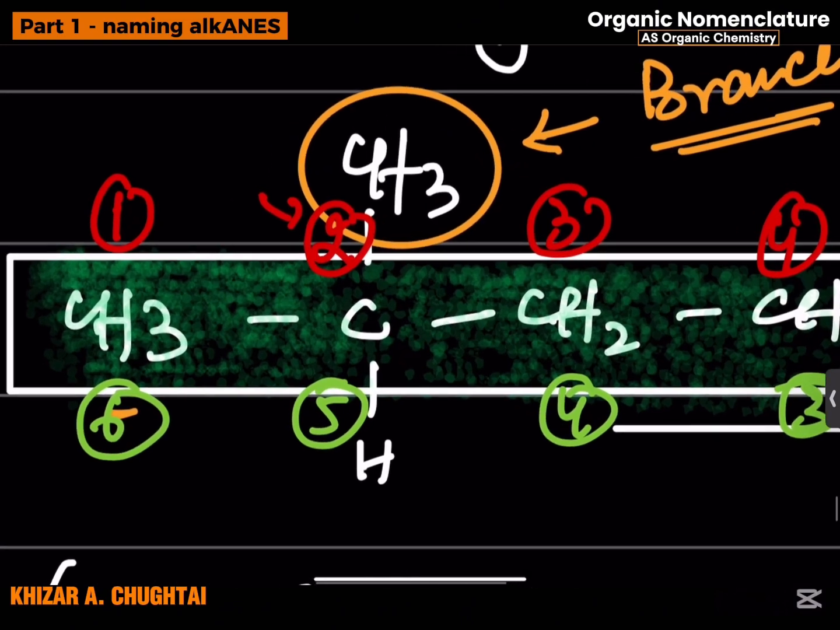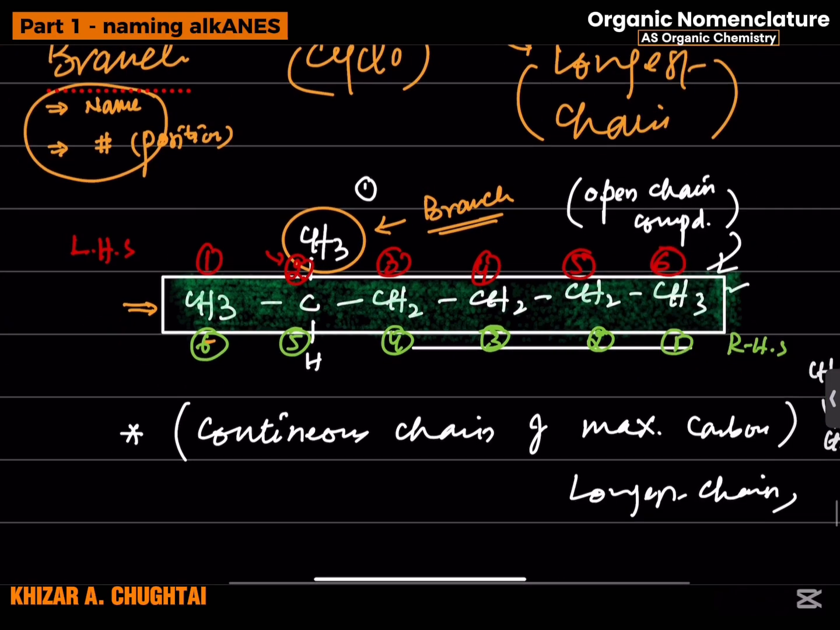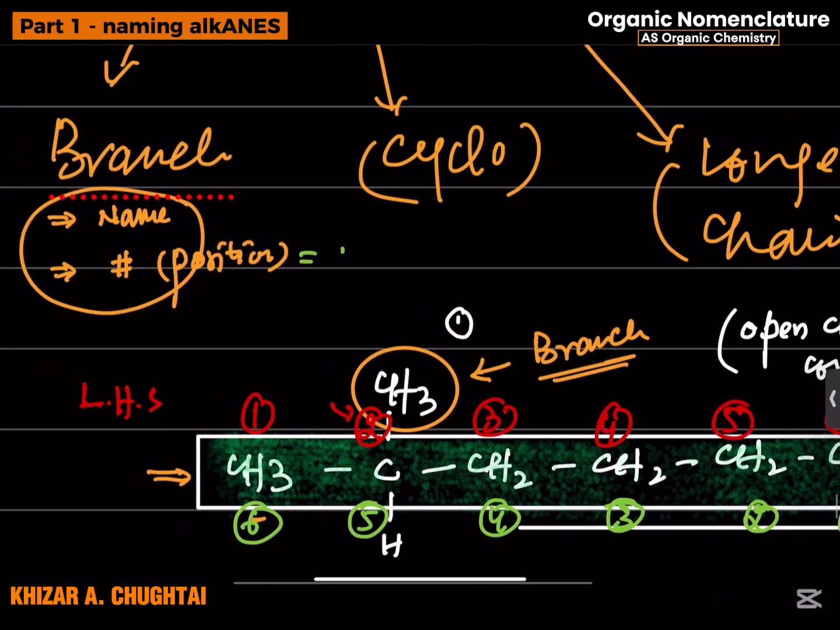So what is the position of the branch? 5. The smallest number will be preferred. So the position of this branch is said to be 2. Its number is 2. What is its name?